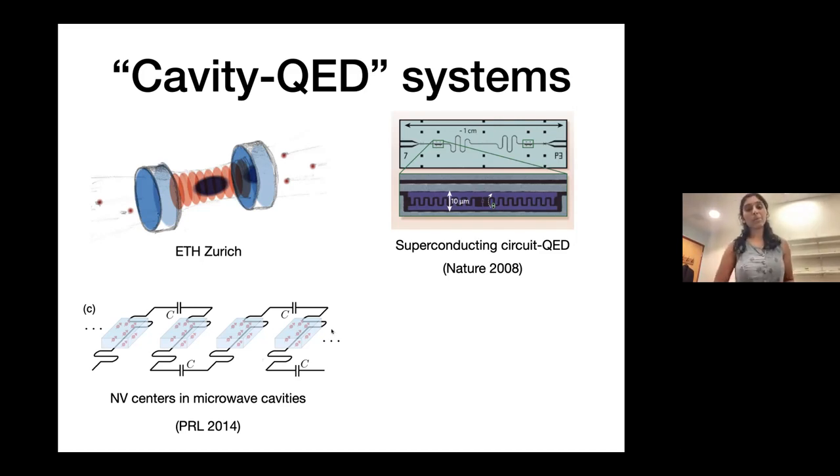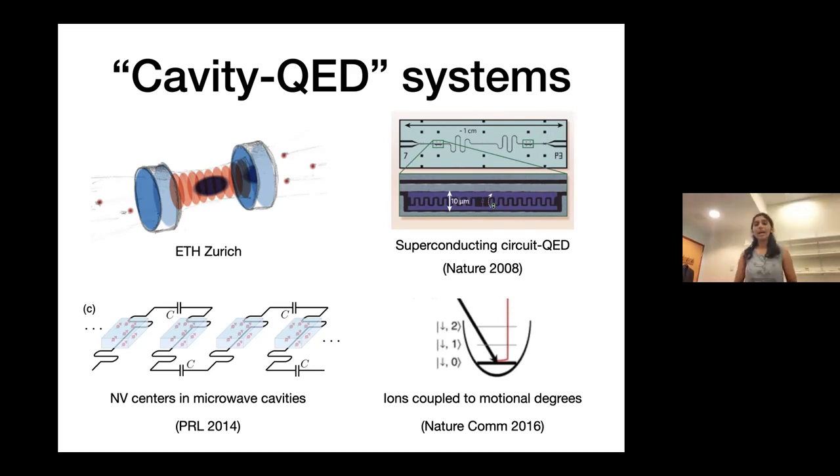But these are proposals that use ensembles of nitrogen vacancy centers in diamond coupled to microwave cavities in order to, among other things, also realize cavity QED physics. And finally, forget electromagnetic radiation altogether, trapped ions can probe cavity QED physics by coupling to the motional degree of freedom, i.e. sound modes.